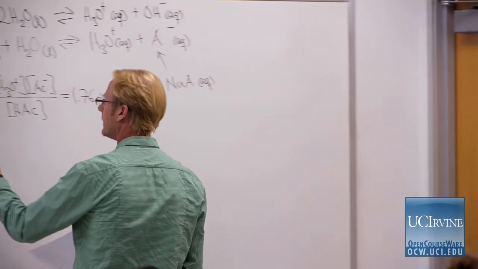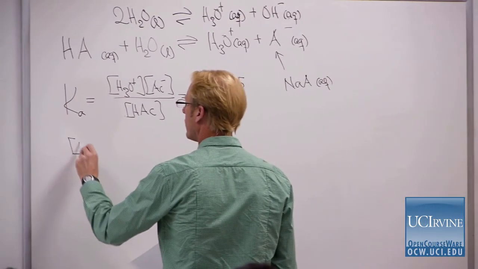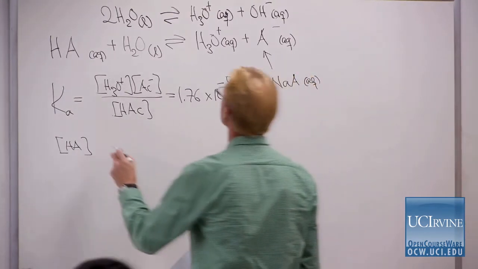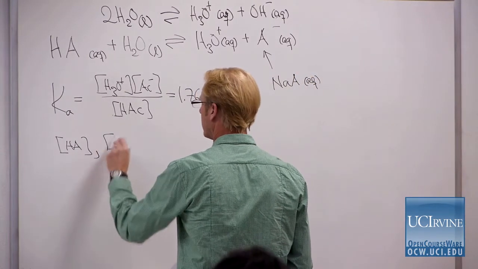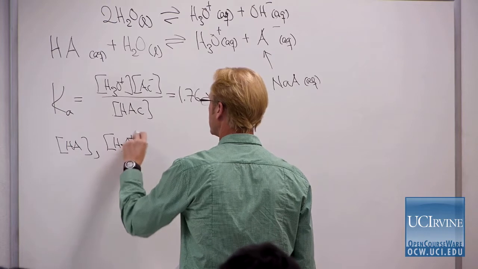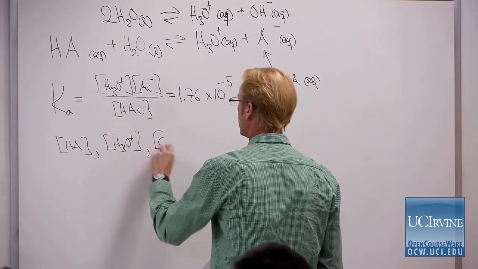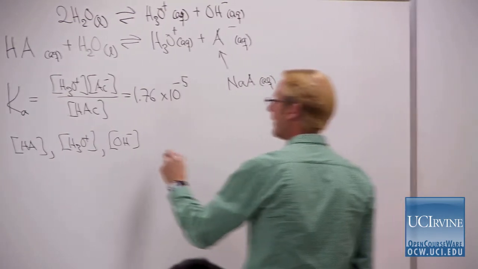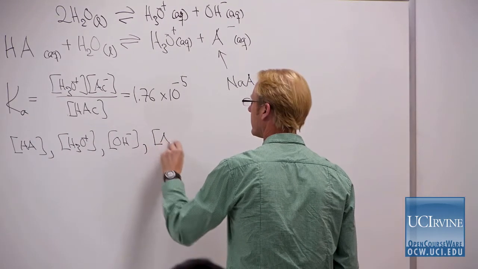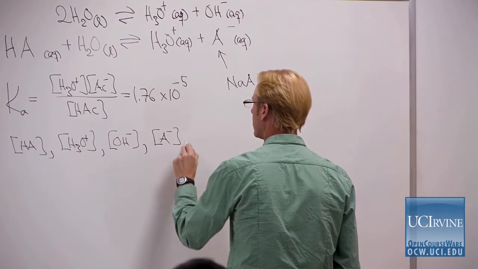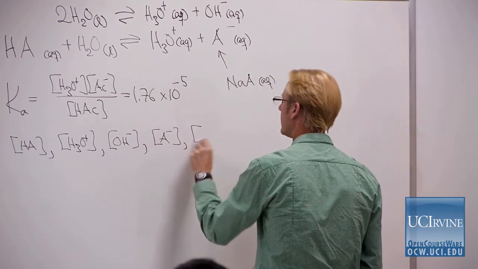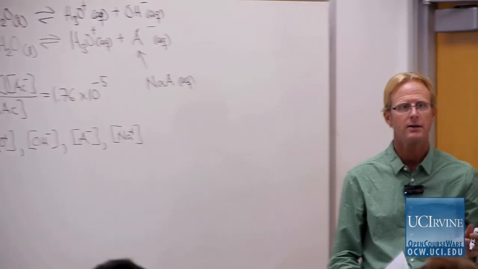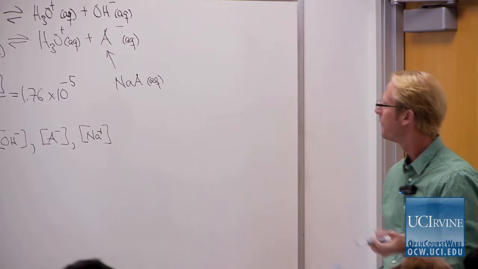Well, we don't know that until we solve the problem. We don't know H3O plus. We don't know OH minus. We don't know A minus. And we do know sodium plus, but let's just keep it here for now. So these are all the species present at equilibrium.